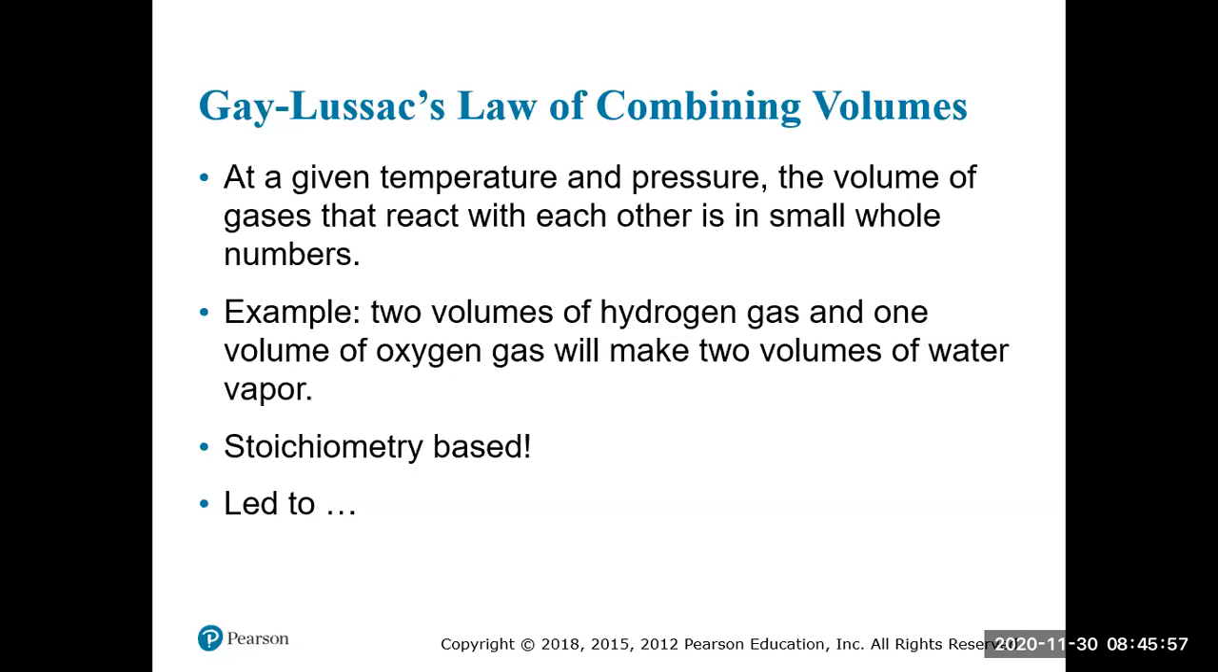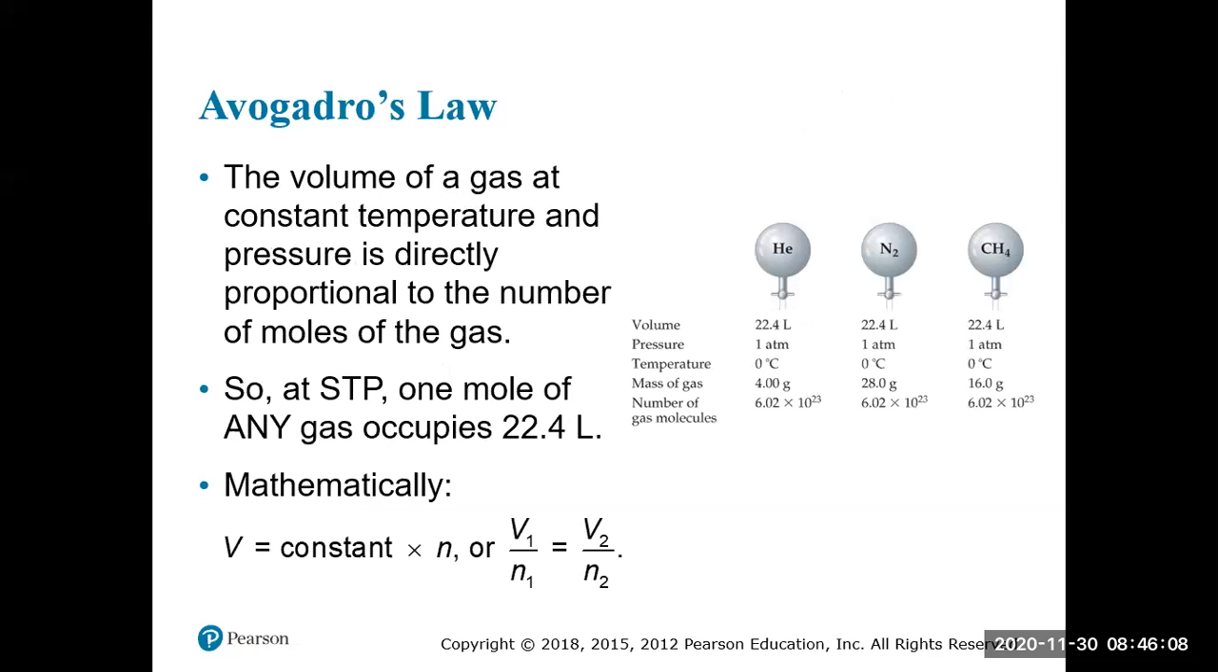So remember, when we talk about stoichiometry, we're talking about those coefficients in front of each of the molecular formulas. So there's something called Avogadro's law. And what this tells us is that the volume of a gas at constant temperature and pressure is directly proportional to the number of moles of the gas.